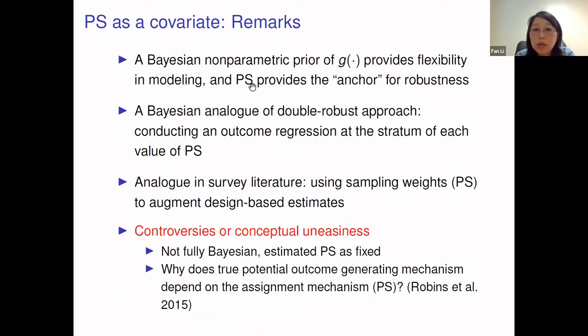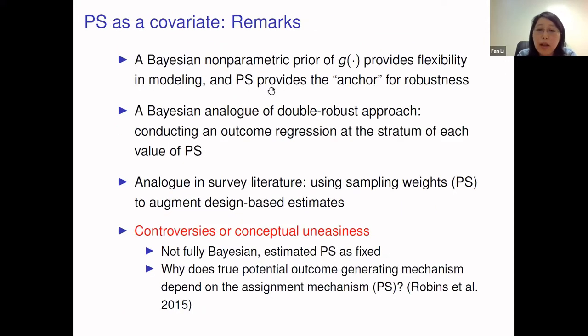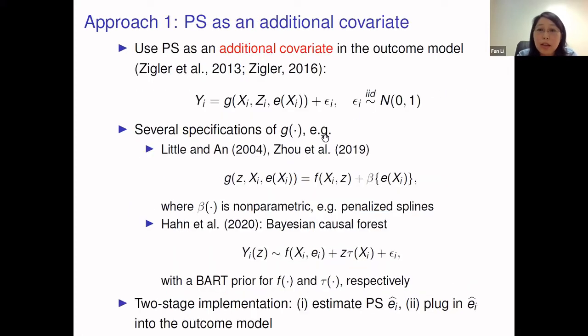And some remarks. The idea here is you can specify some flexible Bayesian non-parametric model for G, or a parametric model. But if you're already here, why not do something flexible? So non-parametric prior provides flexibility in modeling. But then why does this e come into play? Well, Ziegler has this point of cutting the feedback, but I would give the intuitive reason for that. Adding the propensity score here is almost like an anchor for robustness. What do I really mean? So this is a heuristic understanding of this.